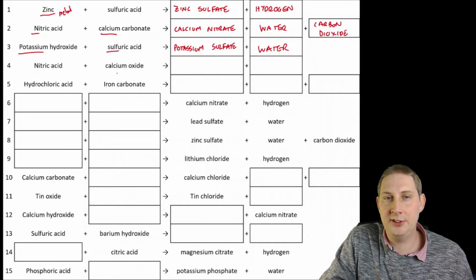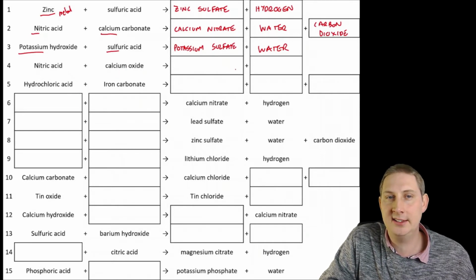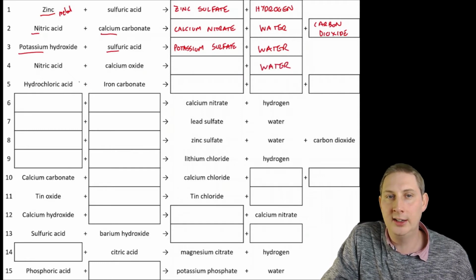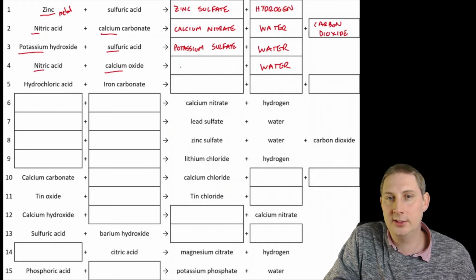Nitric acid and calcium oxide. Calcium oxide is a base, so acid and base makes salt and water. What do we call the salt? Calcium nitrate.